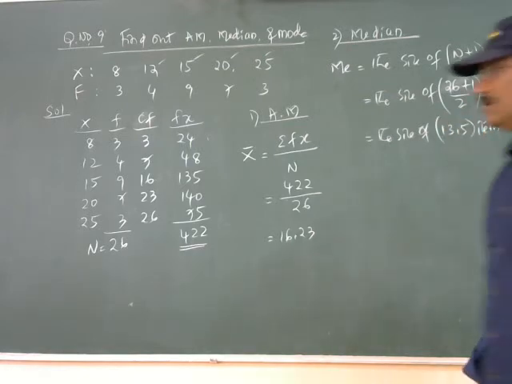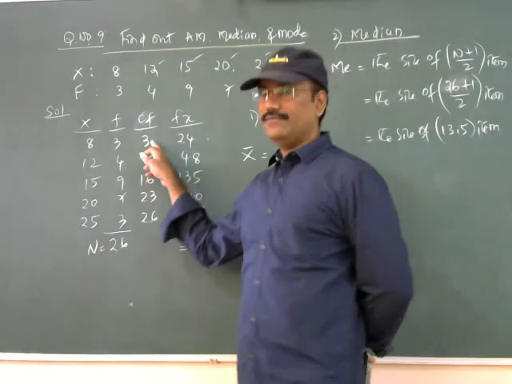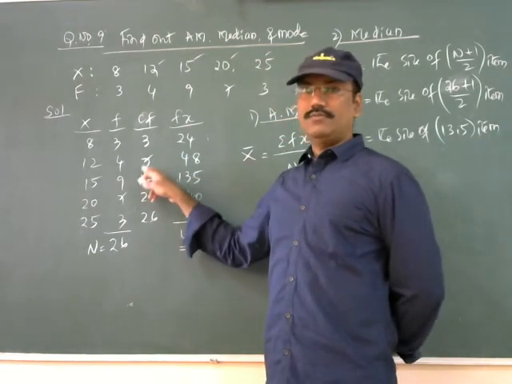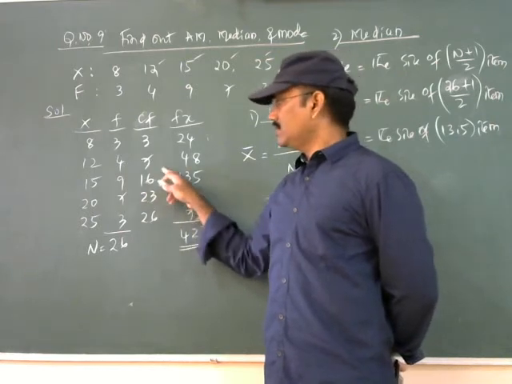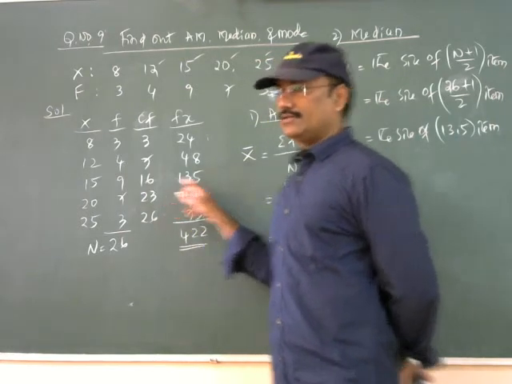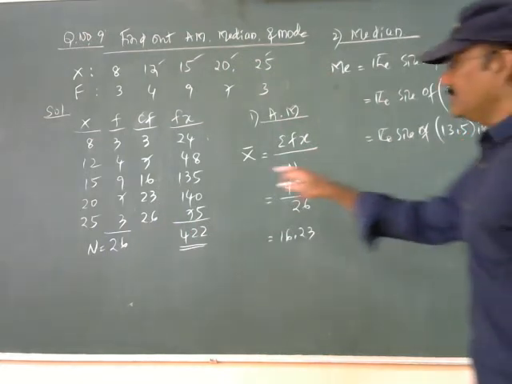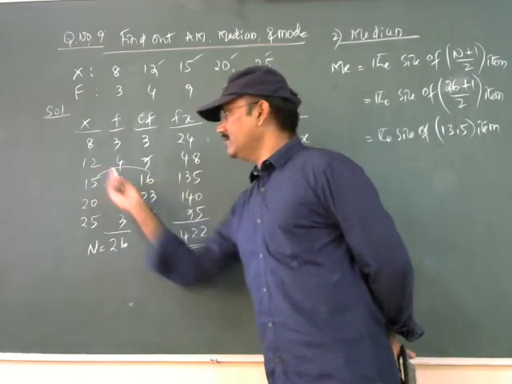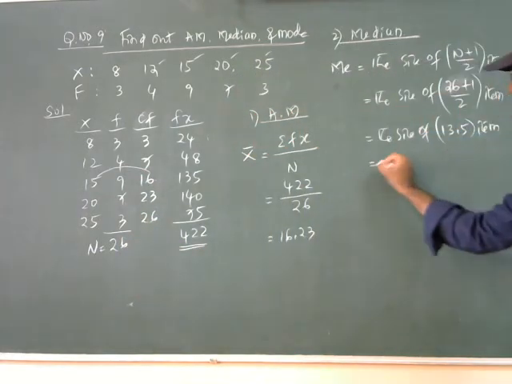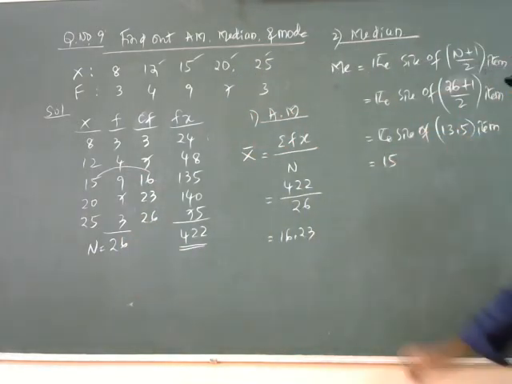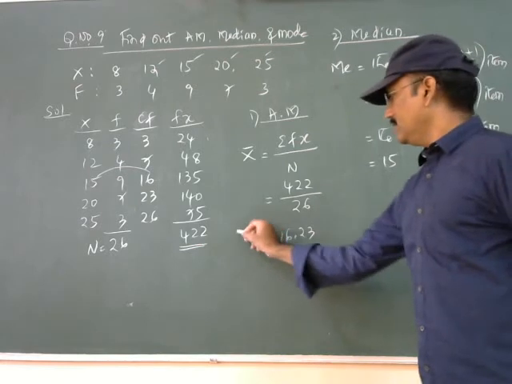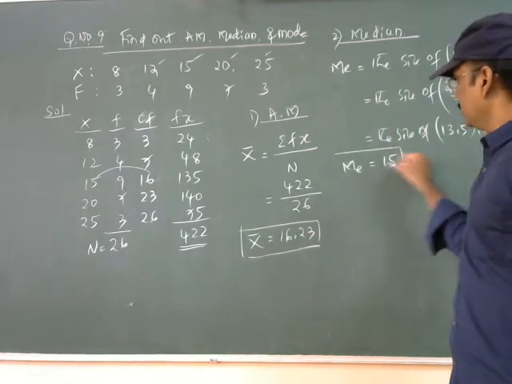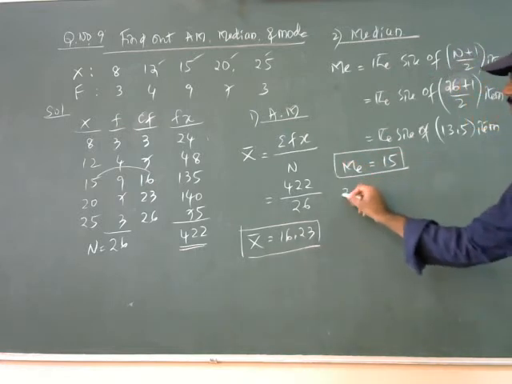Where does the 13.5 fall here? See here in the CF. Up to 3 is here, up to 7, then more than 7 up to 16. So this 13.5 comes in the 16, that is, more than 7 up to 16. Its variable is how much here? The variable is 15. So 15 is the median. So this was your x bar, that is the mean, and this one is your median. Then what is the formula for mode?